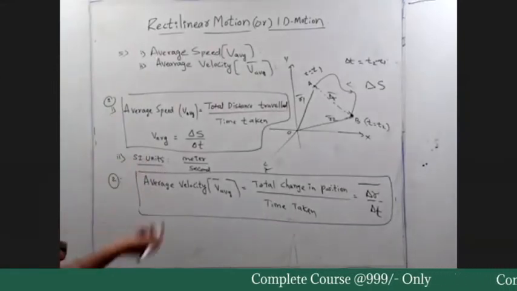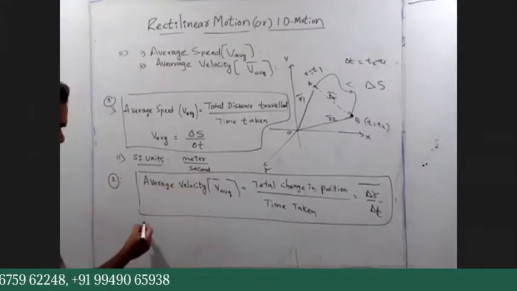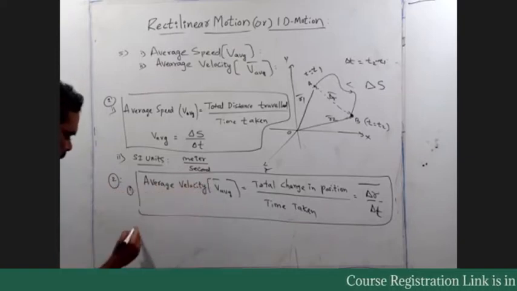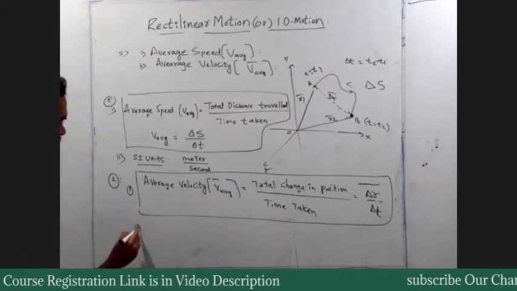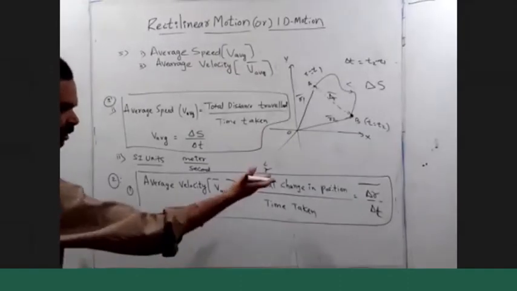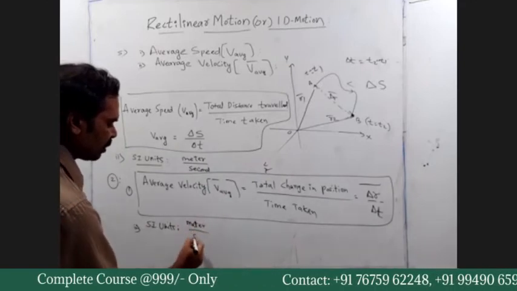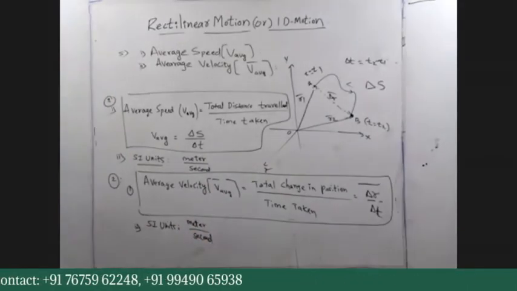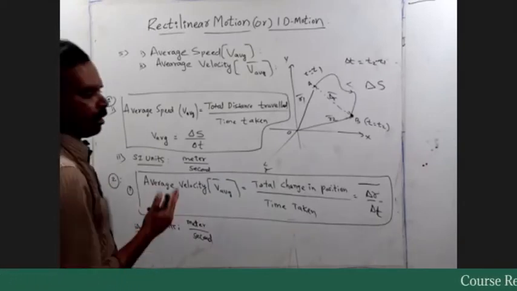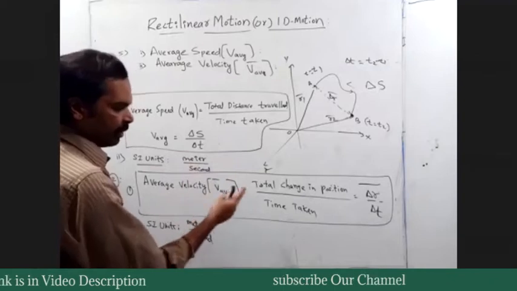And what other difference can you expect? The units are the same. The SI unit of average velocity, since it is a change in position whose magnitude is length only, is meter per second. It is the same unit. But there is another important difference.